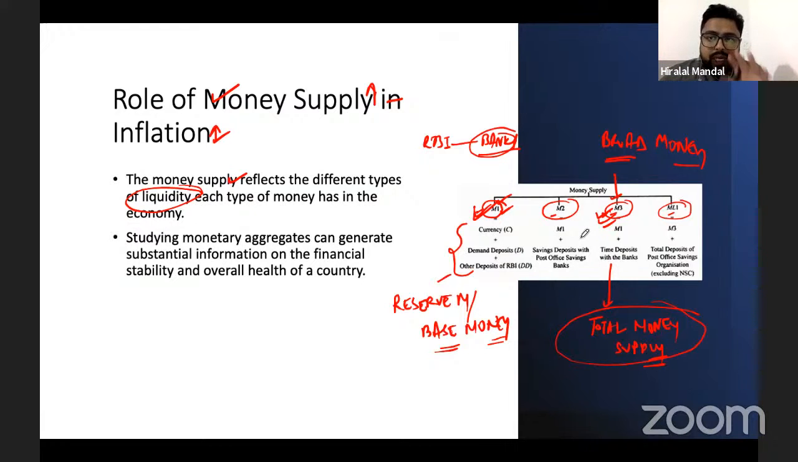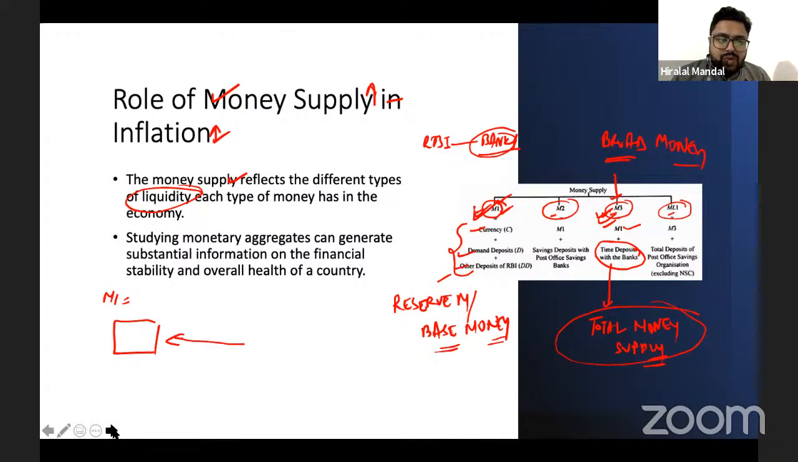We need to understand these two terms first. What do you understand by M1, known as reserve money, and by broad money? What are the extra things you can see in broad money? Broad money means M1 plus time deposits with the banks, meaning deposits towards the bank. M1 includes currency in circulation, demand deposits, and other deposits of RBI.